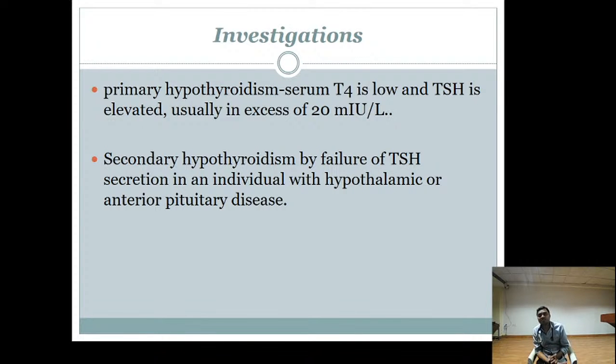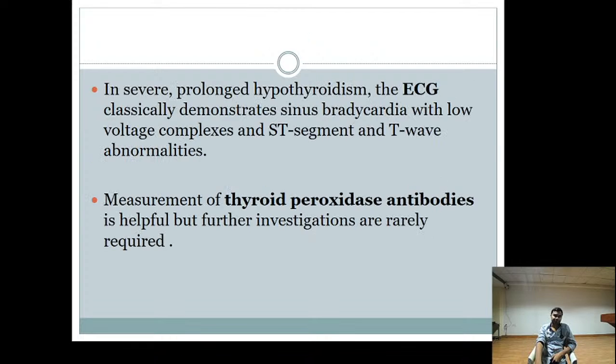Coming to investigations, we have seen just now that T4 is low and TSH is high. Usually it is more than 20 milli international units per liter. Secondary hypothyroidism is due to defect in the pituitary or hypothalamus. There is failure of TSH secretion by the pituitary. What are the features in ECG? In ECG, in hypothyroidism, we see sinus bradycardia or low voltage complexes and ST segment and T wave abnormalities. Thyroid peroxidase antibodies are present.